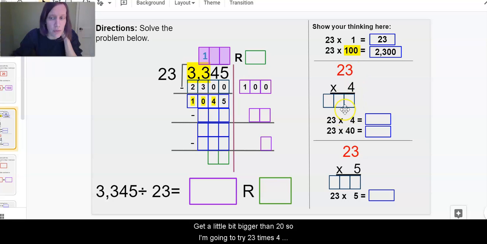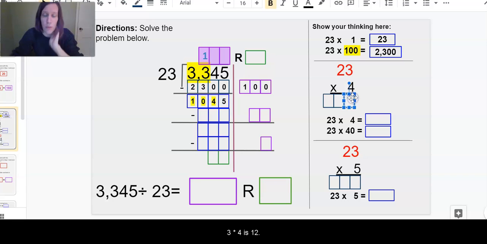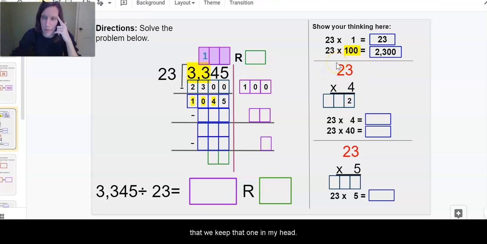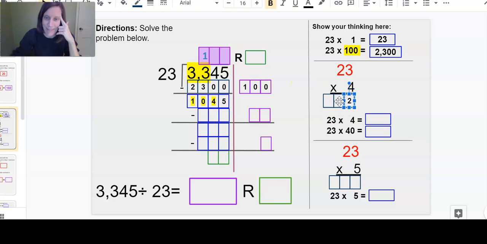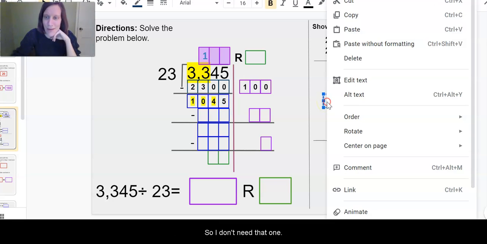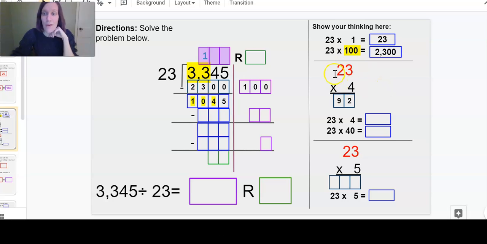So I'm going to try 23 times 4 over here to see what I get. 3 times 4 is 12. So I'd put my 2 here and I would carry a 1 up here. I'm going to keep that one in my head. 4 times 2 is 8, plus 1 is 9. So I'm putting a 9 there. I don't need this extra box. I was just looking at it thinking, why is that there? So I don't need that one. I'll get rid of it. Okay, so 23 times 4 is 92.